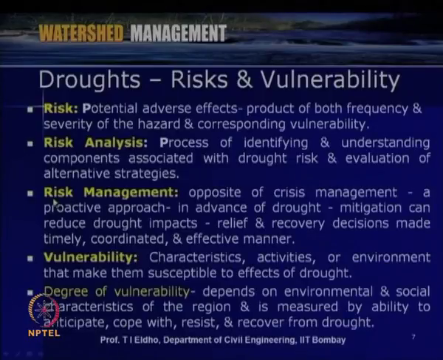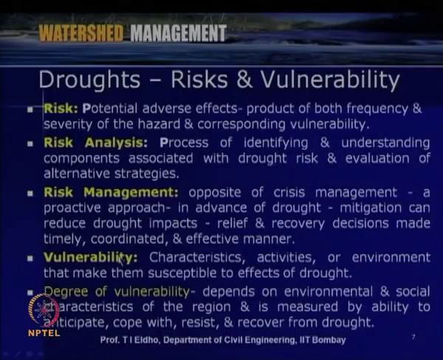Then the term risk management. Risk management is the opposite of crisis management; it is a proactive approach. Actually, we are looking for risk management. Crisis management is when the situation becomes worse or things happen, and then we have to see how to deal with it. But with risk management, if a particular area is prone to risk, we can have advance measures. Drought mitigation in advance can reduce drought impacts, and relief and recovery decisions can be made in a timely, coordinated and effective manner. So, that way we can go for risk management.